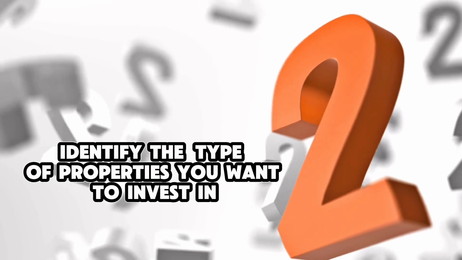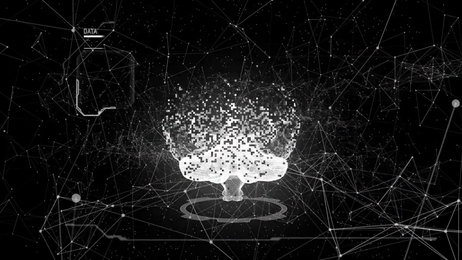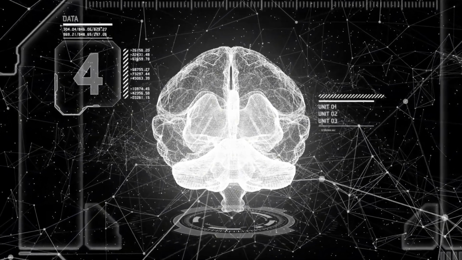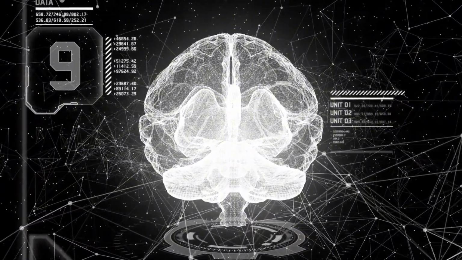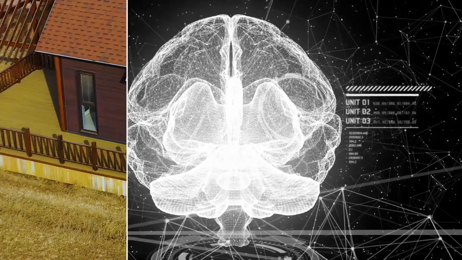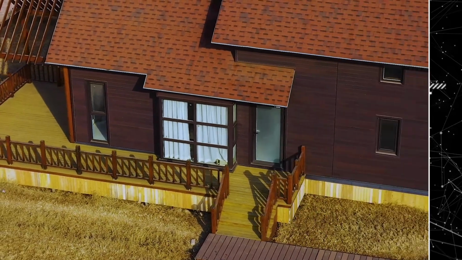Step 2. Identify the type of properties you want to invest in. Deciding what type of property you want to invest in is a personal preference with business impact. Some persons choose the type of property based on their personal preference or knowledge and background. Below are several different types of properties that you could acquire.